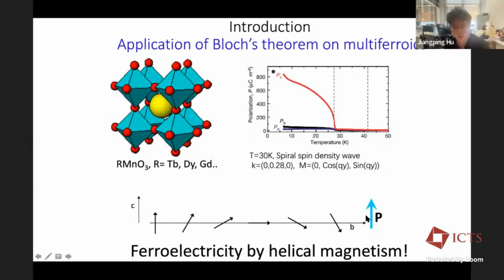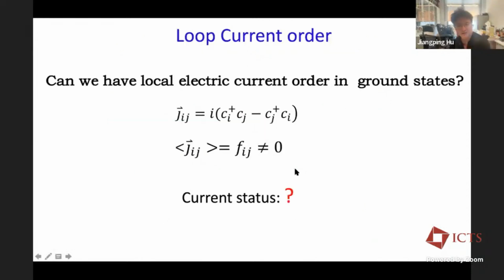So this simple Bloch first theorem can help us understand the second type of multiferroics, and you can explain the relation between the magnetism and the ferroelectricity just by stating that the electric current has to vanish. The global electric current has to vanish in the ground state. That's simply a statement, but we know this first theorem just says the global electric current has to vanish, but it does not tell you whether you can have local electric current order.